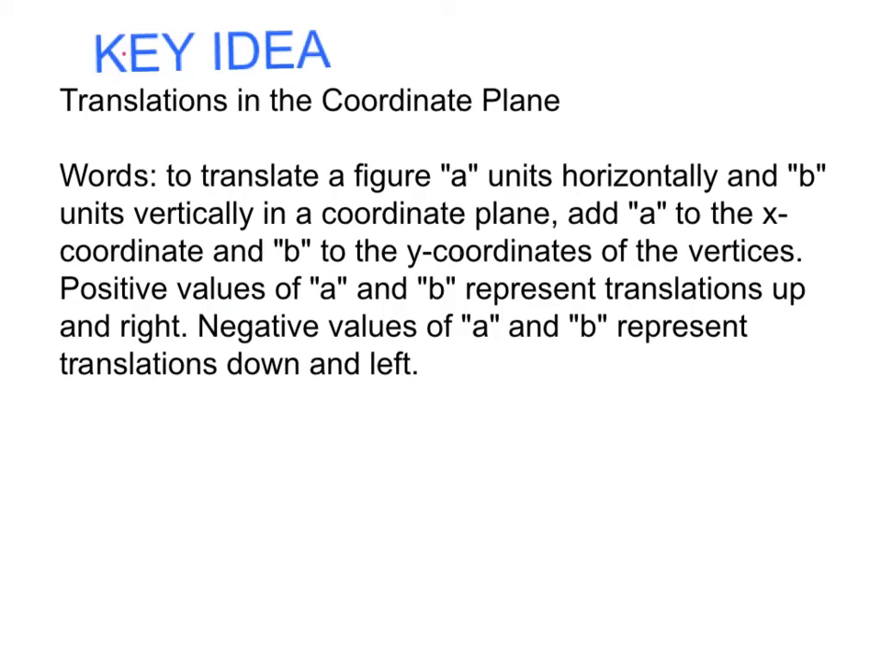Translations in the coordinate plane. So this is what a translation means in words. To translate a figure A units, now A represents a number, however many units you're adding horizontally, and B units vertically in a coordinate plane, you're going to add A units to the X coordinate and B units to the Y coordinate of the vertices. The reason being, A, horizontally, is your X axis, B is your Y axis, which is vertically. Positive values of A and B represent translations up and right. Negative values of A and B represent translations down and left.